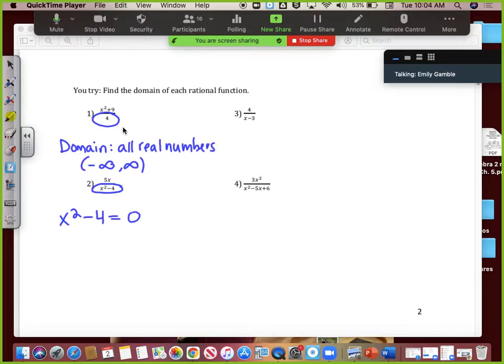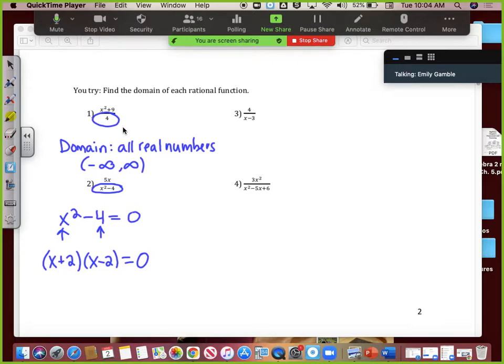Well, this is a perfect square. X squared is a perfect square. 4 is a perfect square. This is a difference of squares, which means you can factor this into being x plus 2 times x minus 2. Since 2 times negative 2 is negative 4, and 2 plus negative 2 equals 0, you can factor x squared minus 4 into x plus 2 times x minus 2.